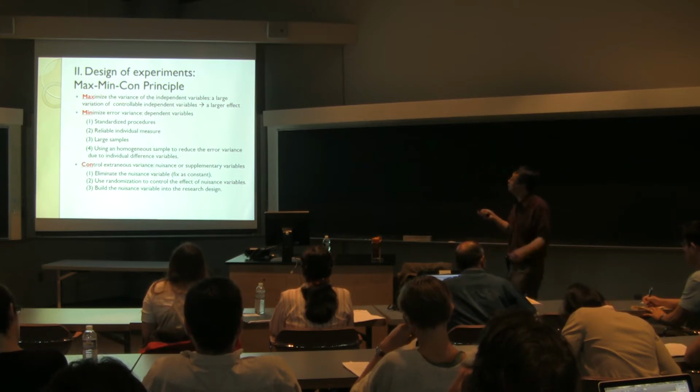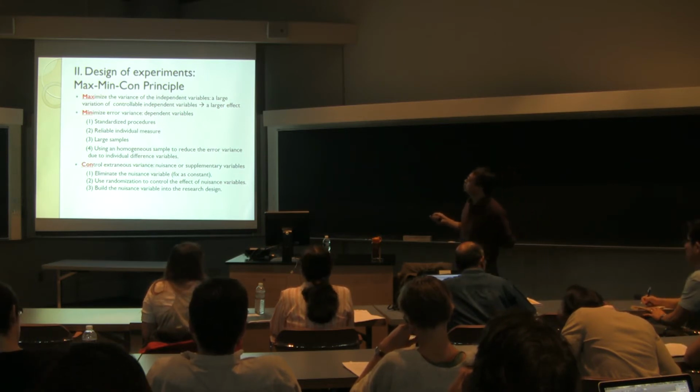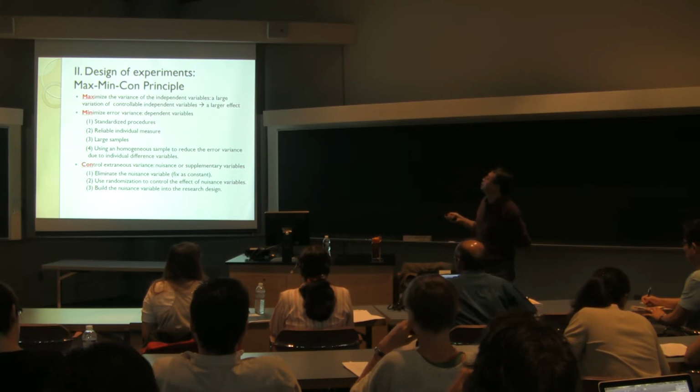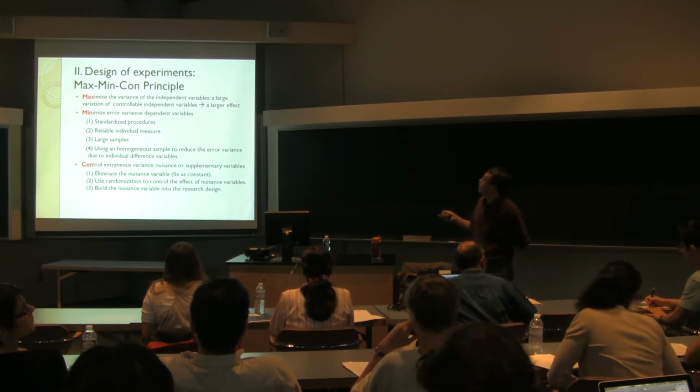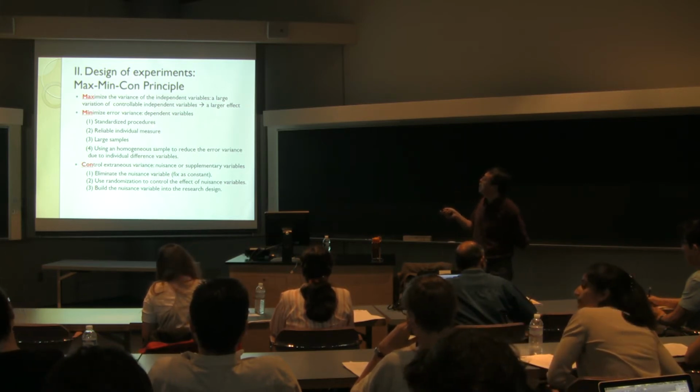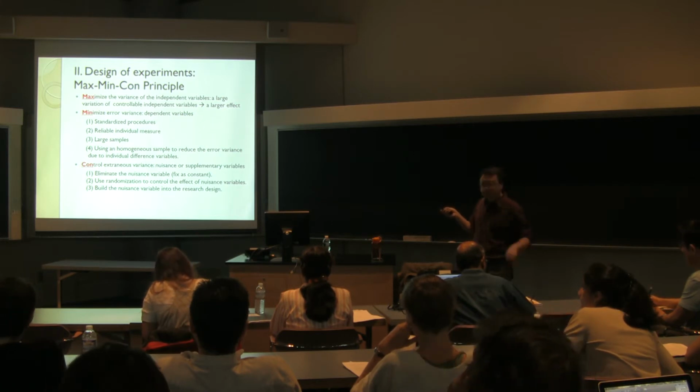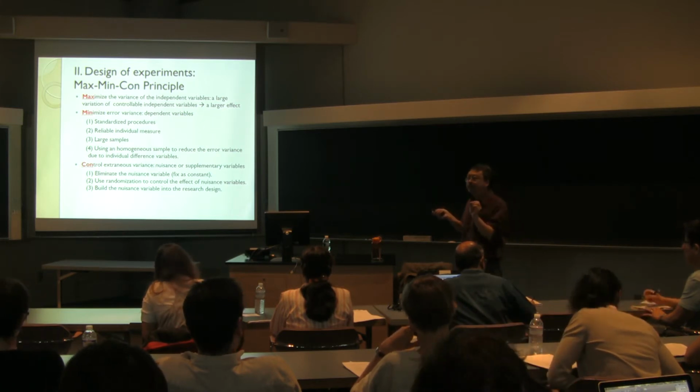The variable really has an effect on the key endpoints. Okay, this is the first principle. The second principle is to minimize the error variance for the dependent variable, which is the endpoint you want to measure.